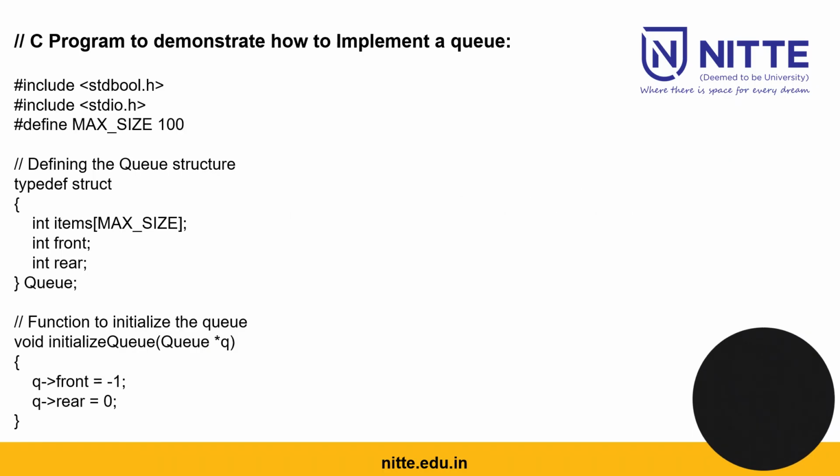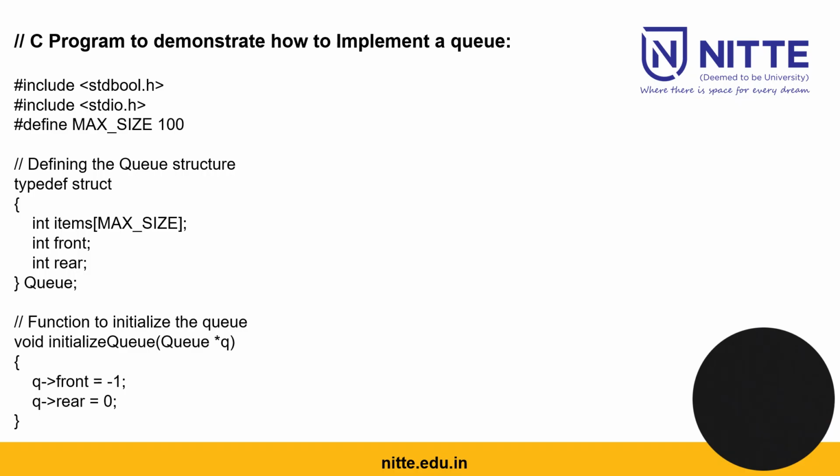Now we will see the C program to demonstrate how to implement a queue. First we will write #include <stdbool.h>, next #include <stdio.h>, then #define MAX_SIZE 100. So 100 is the maximum size of the queue we are going to set here. That is why I will take the MAX_SIZE value as 100.